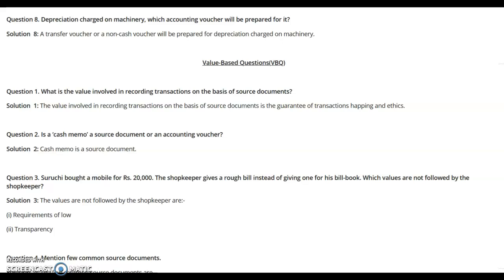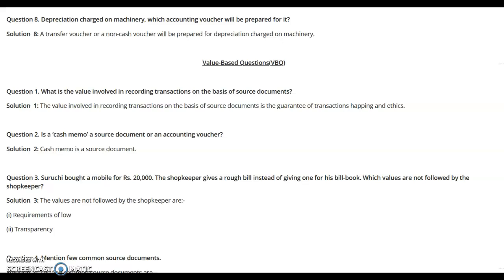Cash memo is a source document because it is originated from some third party. Likewise, whether cash memo is a source document or an accounting voucher, it is not an accounting voucher, because accountants prepare the accounting voucher in order to record the entries in the books of account, to give debit, credit, or to make transfer entries. Vouching is a very important aspect of accounting, but the cash memo is originated from the third party, so it is a source document.